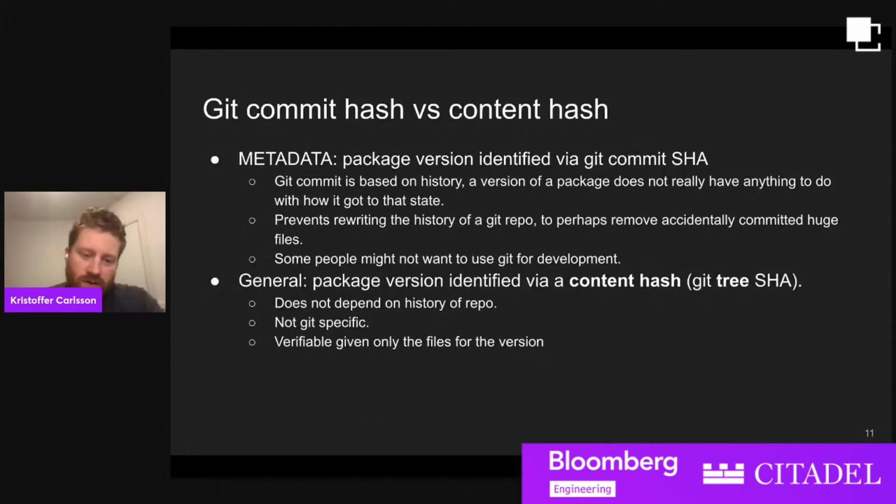And some people maybe don't want to use Git for development, so if you have a system that works with Git commits, you kind of have to. And in the new registry, we identify a package by a content hash that does not depend on the history of the repository, it just depends on the actual content of the files. It's not Git specific. I mean, the algorithm we use is the Git tree SHA algorithm, but you can run that on any folder. And you can also easily verify that you got the correct content based on just the files you have. You don't need a full version like in a Git commit.